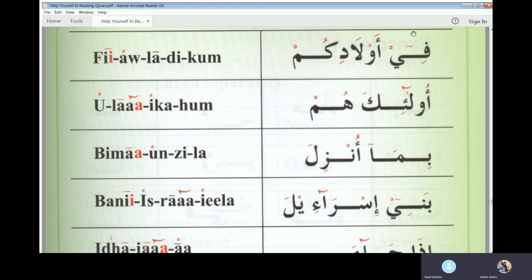But here we have a madda. This is the two, right? Two times. Three times. Correct. This madda is three times. And three times. One is four times. All right, yes. Thank you.